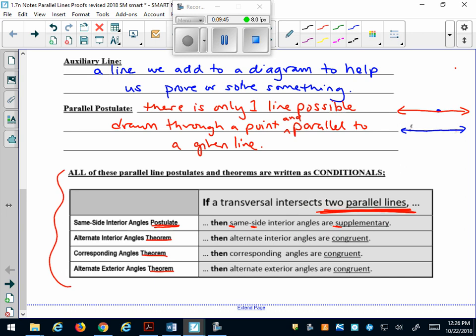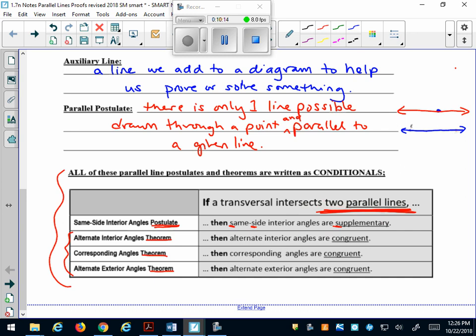Exactly. We can't prove these three without accepting this first one as true first. So one of them we use in the other theorems, proofs of the other theorems. So we have to accept one as true before we can prove any of them.